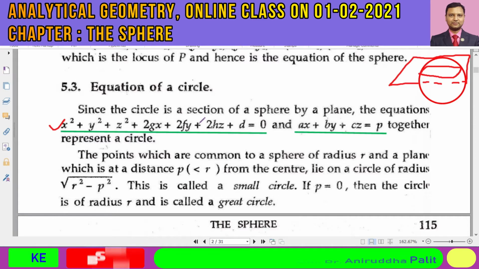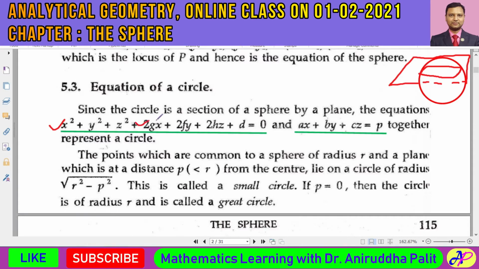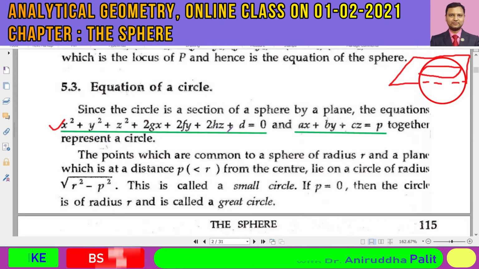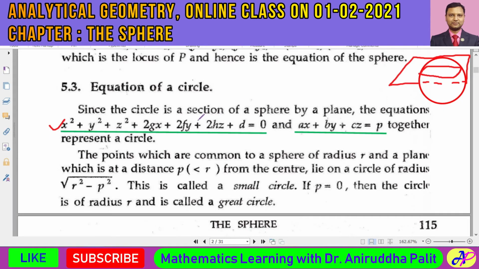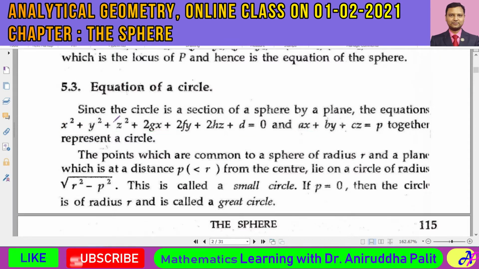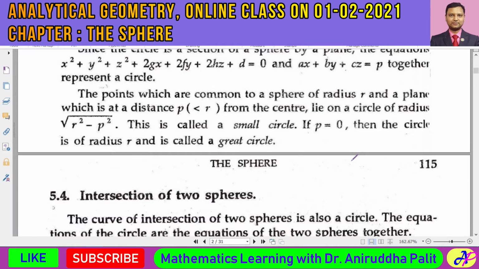So over here we need to find the equation of the circle. And how to find the equation of the circle? That would be found with the help of this sphere and this plane. Therefore the circle will be represented jointly by these two equations, the equation of the sphere and the equation of the plane. That would be the equation of a circle.